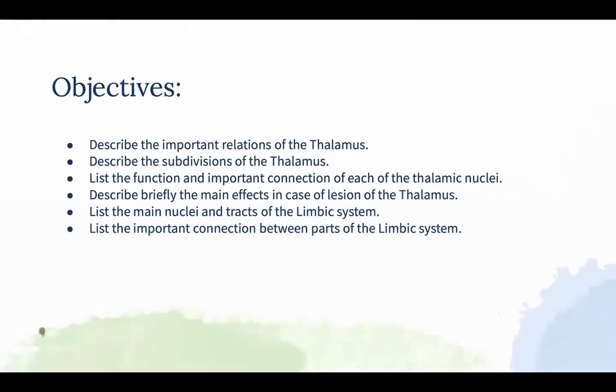Our objectives: we want to describe the important relations and subdivisions of the thalamus. Also, we want to list the function and important connections of each of the thalamic nuclei. We will also describe briefly the main effects in case of lesions of the thalamus. We want to also list the main nuclei and tracts of the limbic system and the important connections between parts of the limbic system.